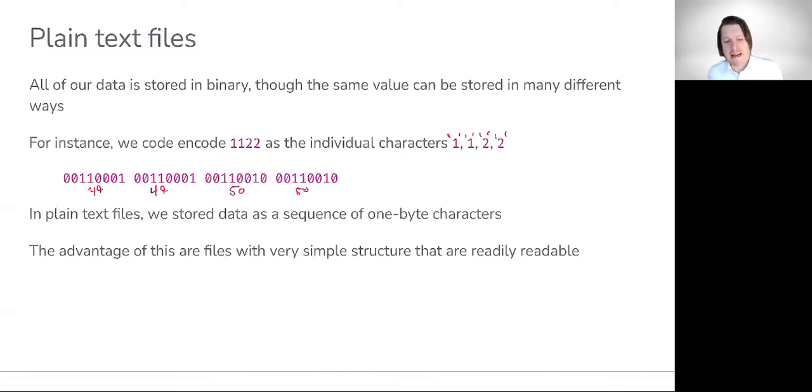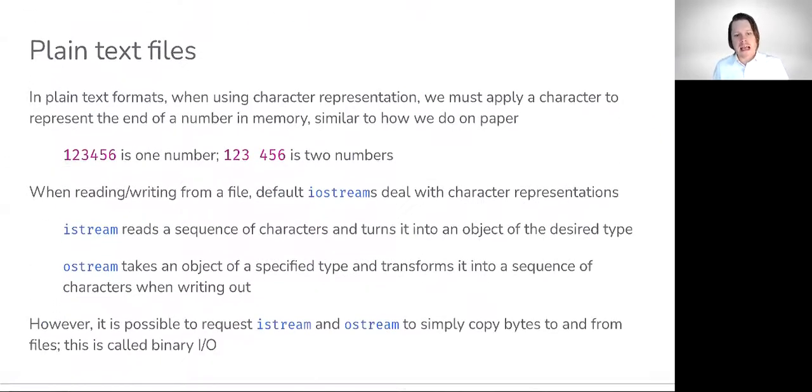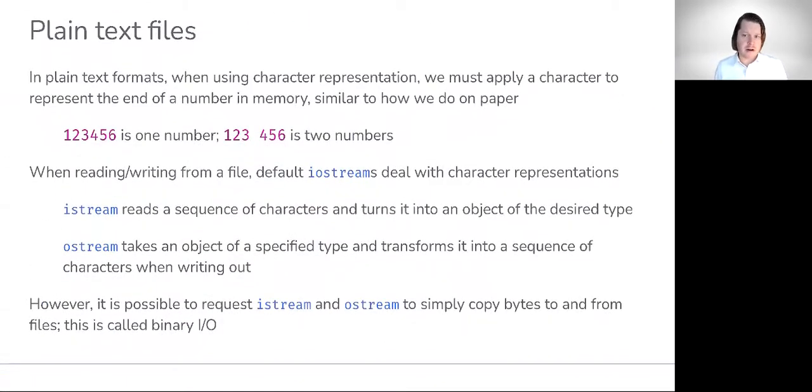When we're encoding in plain text files, we're storing all of our data as a sequence of 1 byte characters. So this integer value is stored as the characters 1, 1, 2, 2. The advantage of this is files with a very simple structure that are readily readable by both us and many applications. In plain text formats, when using character representation, we must apply a character to represent the end of a number in memory, similarly to how we do this on paper.